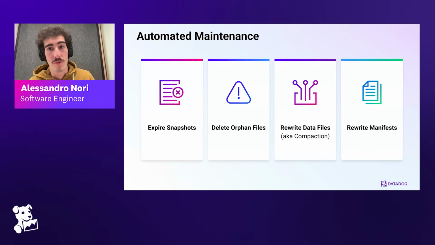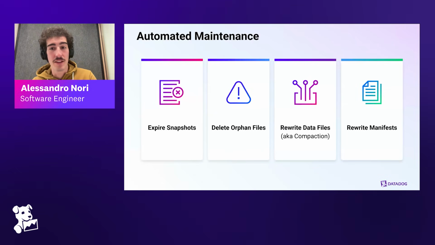The first one, and probably the most important, is expiring snapshots. Every time you write to a table, it creates a new snapshot that is used for time travel. But then these snapshots build up over time, and you need to expire the older ones to keep the metadata small and prevent catalog bloat. Otherwise, the size of metadata grows, and at the very beginning of our journey, we saw the impact on our catalog memory usage.